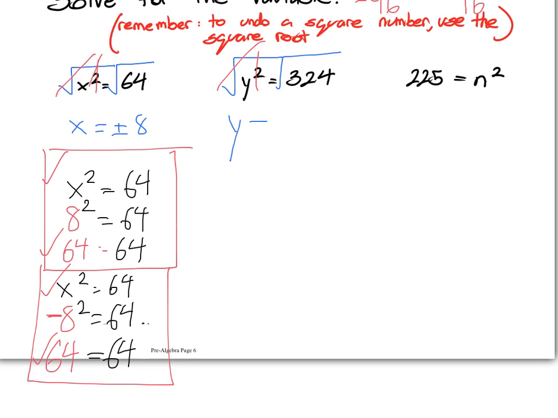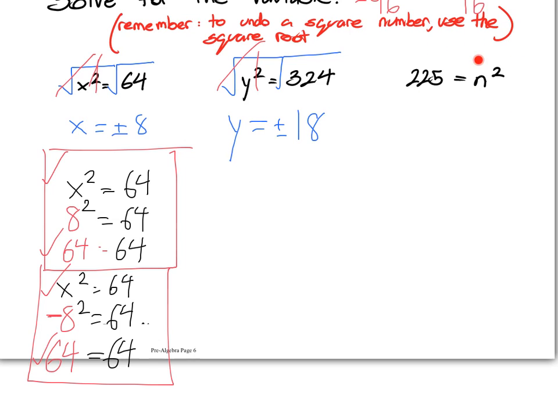So what do you get? You get y is equal to the square root of 324. What times what gives me 324? Well, 324 is in fact a perfect square, and the answer is 18 times 18 gives me 324. But if you just say that, you're only giving me half the truth. Plus or minus 18, because negative 18 times negative 18 is in fact 324. Go ahead and check your work for that one now. Alright, ideally you just checked your work for this one and you saw that you get 324 is equal to 324 on both accounts.